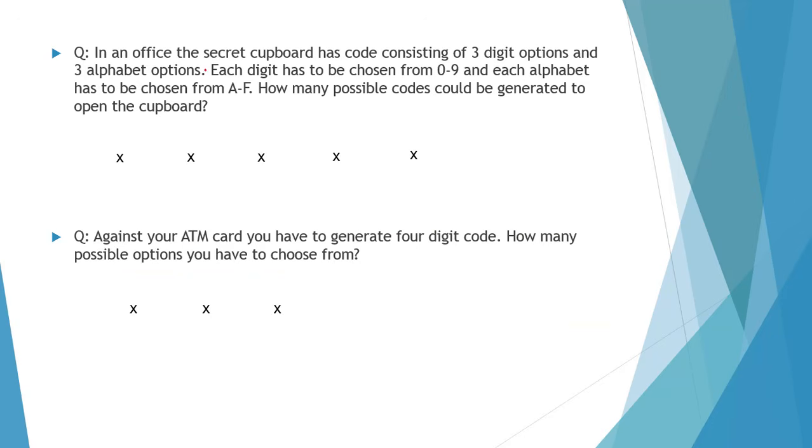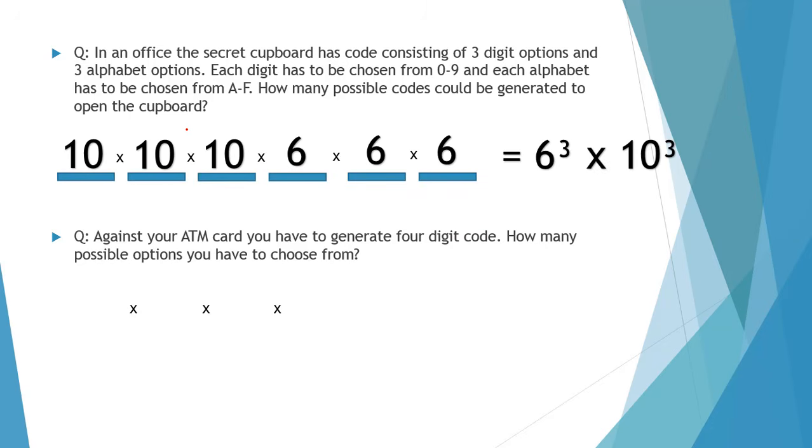In an office, the secret cupboard has a code consisting of 3 digit options and 3 alphabet options. Each digit has to be chosen from 0 to 9 and each alphabet has to be chosen from A to F. How many possible codes could be generated to open the cupboard? So in this question, we can repeat the digits and we can repeat the alphabets. We have 10 digits for each of 3 places and we have 6 alphabet options for the next 3 places.